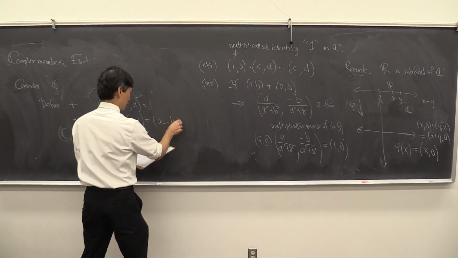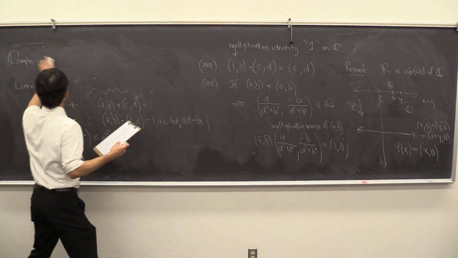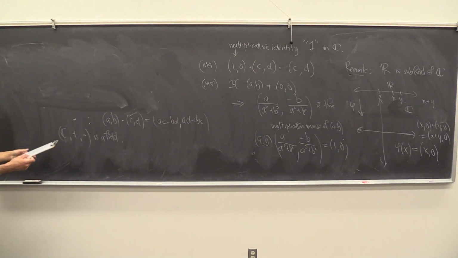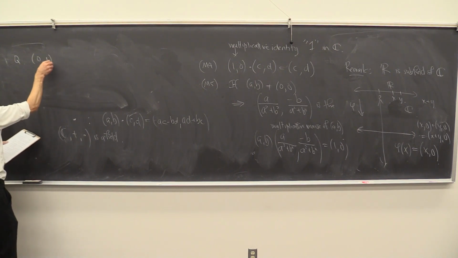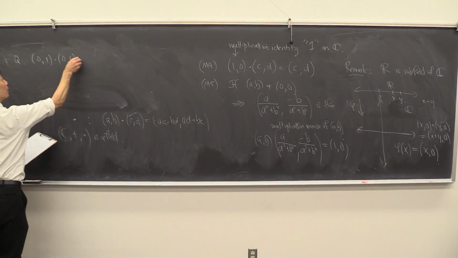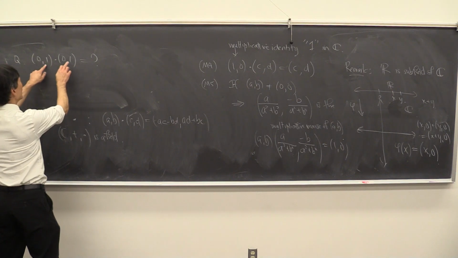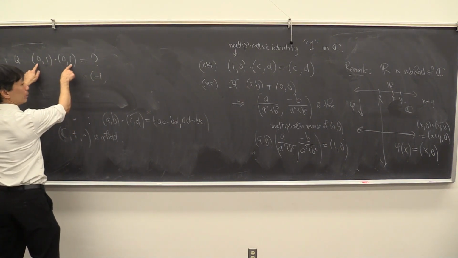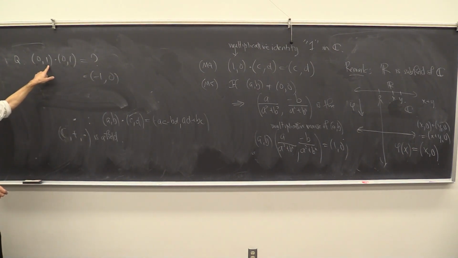AC minus BD, AD plus BC. I have a question. Just a second. Let me say one more thing, and then you can ask your question. So now here's a question. What's (0,1) times (0,1)? You work it out. A times C minus B times D, that's -1. AD, 0, plus BC, 0. So (-1, 0).